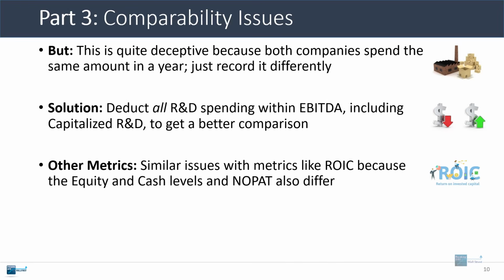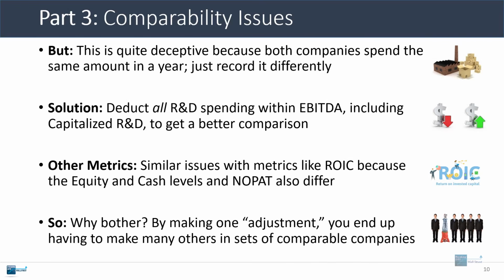When you look at other metrics like return on invested capital, you get to similar issues because the equity and cash levels and NOPAT, net operating profit after taxes, will also differ. And so you can do all of this. You can do whatever you want in models, but by making this one adjustment, by capitalizing R&D when companies normally expense it, you end up having to make many other adjustments if you're looking at a set of comparable companies or you are in any way comparing the subject company to others in the same market. And so this is why we don't really think this is a great idea.